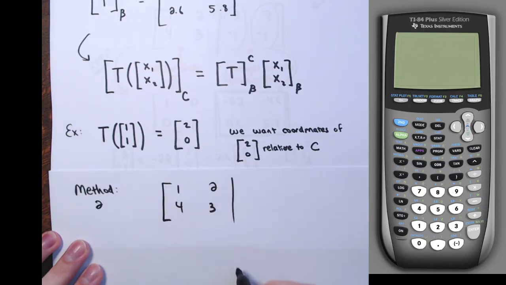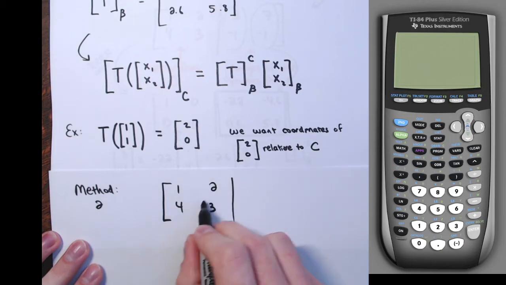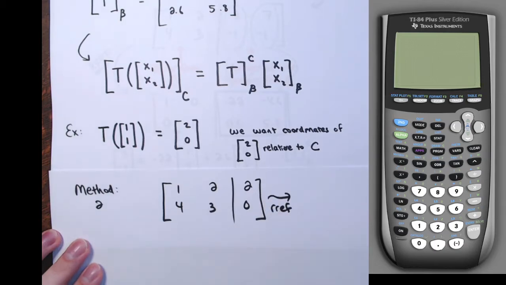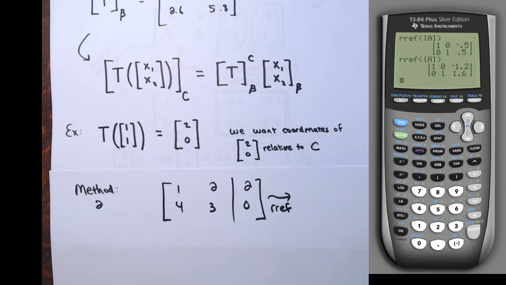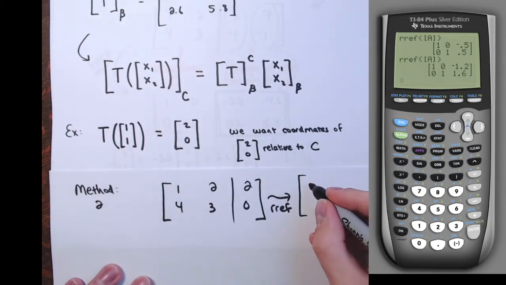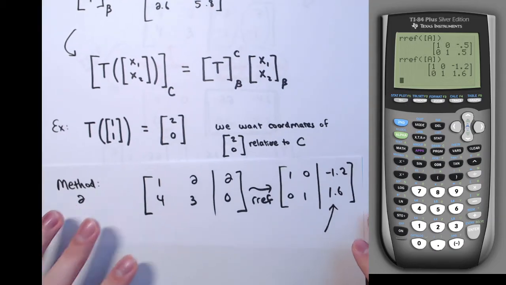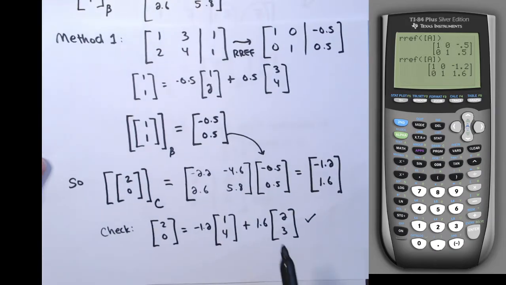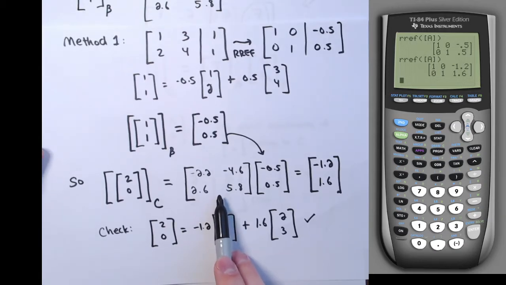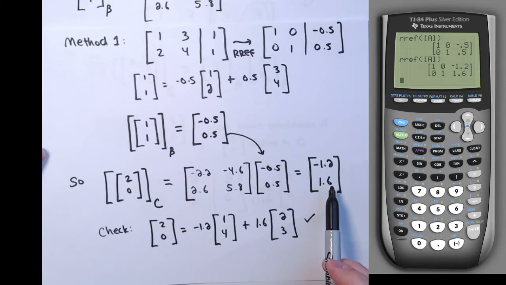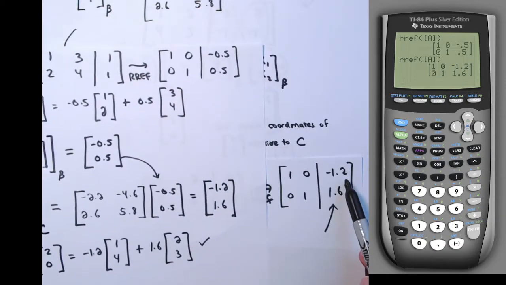So I put the C vectors on one side, and I want to find what linear combination of these two make 2, 0. We put this into reduced row echelon form, and I had that on my calculator. Do you see those there? The 1, 0, 0, 1, and then you see negative 1.2 and 1.6 that I got. Remember, these were the coordinates I got earlier. These were exactly what I got when I multiplied the matrix representation relative to B and C by the coordinates of the input relative to B: I got the coordinates of the output relative to C, negative 1.2, 1.6.